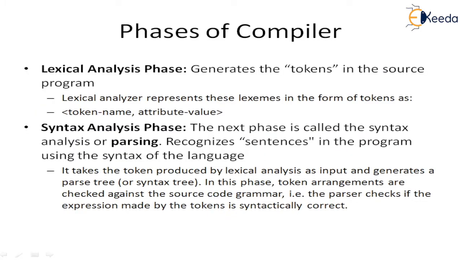The first phase of the compiler is the lexical analysis phase. As the name suggests, the lexical analysis provides the lexemes. Those lexemes are represented as tokens, so in this phase the tokens are generated. The lexical analyzer represents these lexemes in the form of a token, as shown in the slide, a token name with an attribute value.